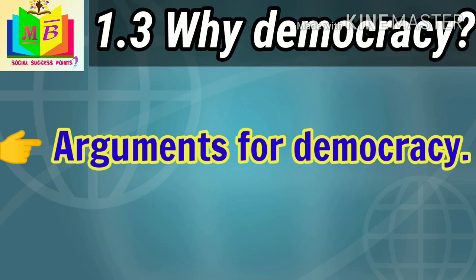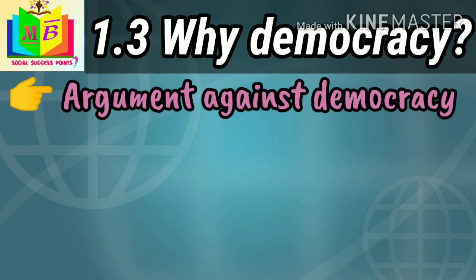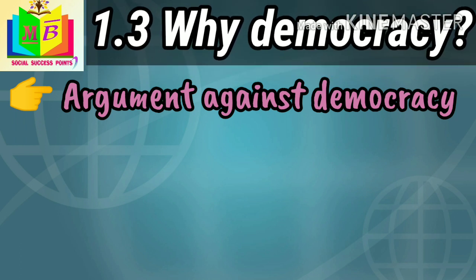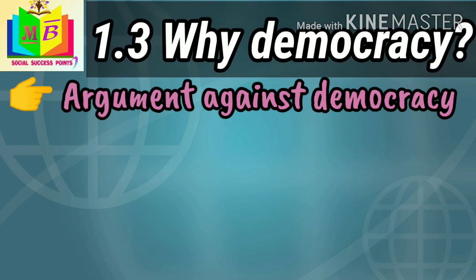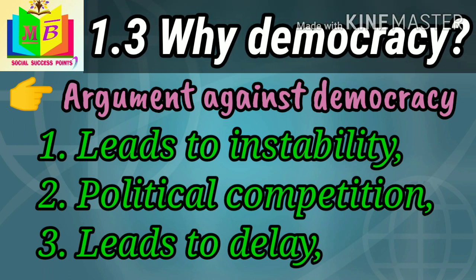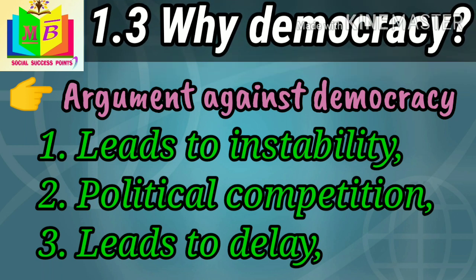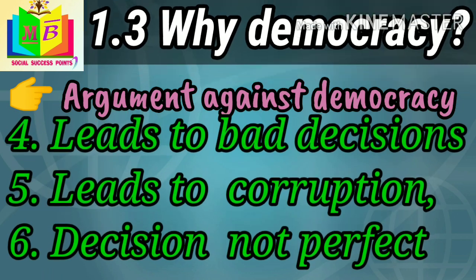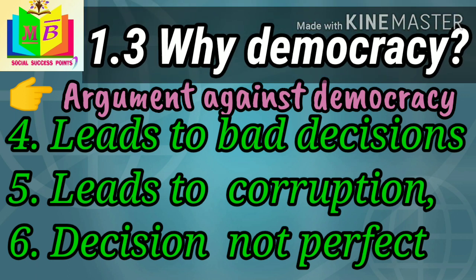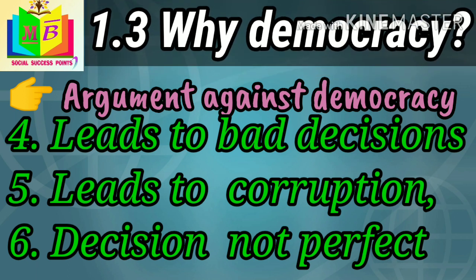Now we will discuss the first topic, that is arguments against democracy. My dear students, there has been a criticism of democracy by various people. The charges are: first, leads to instability; second, political competition; third, leads to delay; fourth, leads to bad decisions; fifth, leads to corruption; and sixth, decision not perfect. So let's have a look.